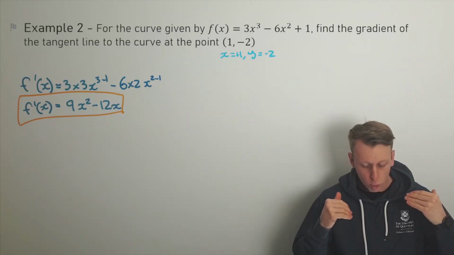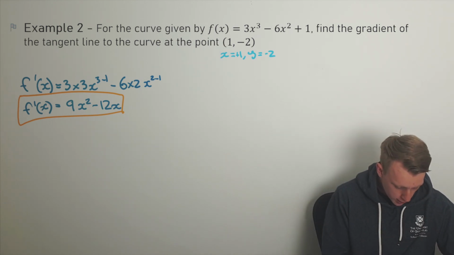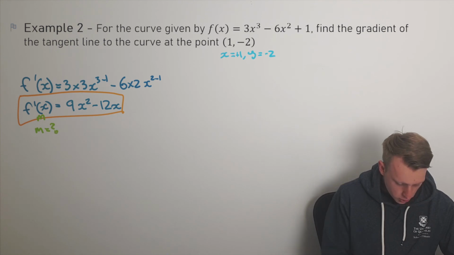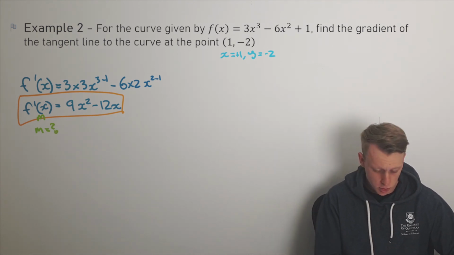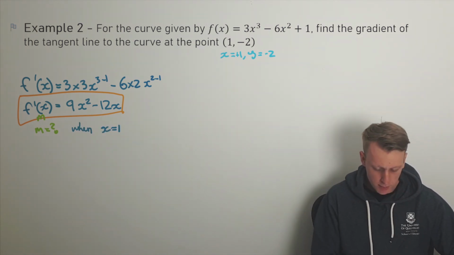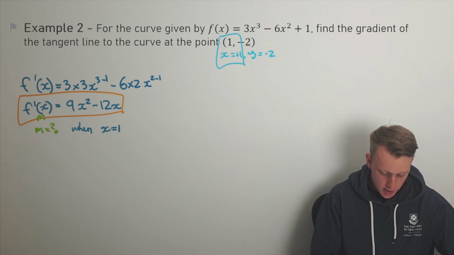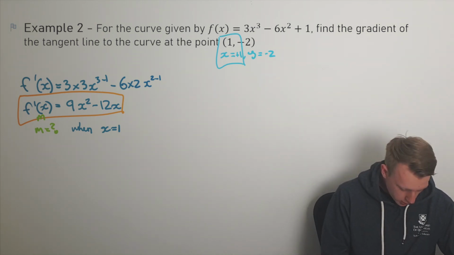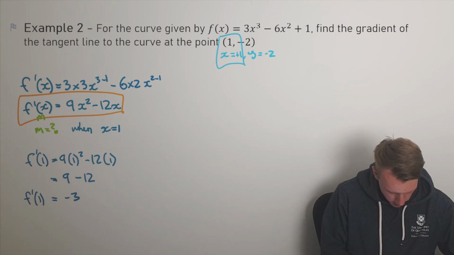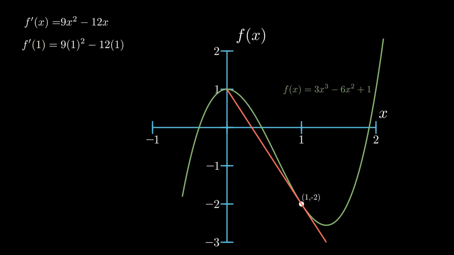So I want to know, what is the slope? Or in other words, remember this is m. So what is m equal to, or what is f prime of x equal to, when x is equal to 1? Because that is the point given in the question. So I'm going to determine, what is f prime of 1? And I can see that it equals -3.